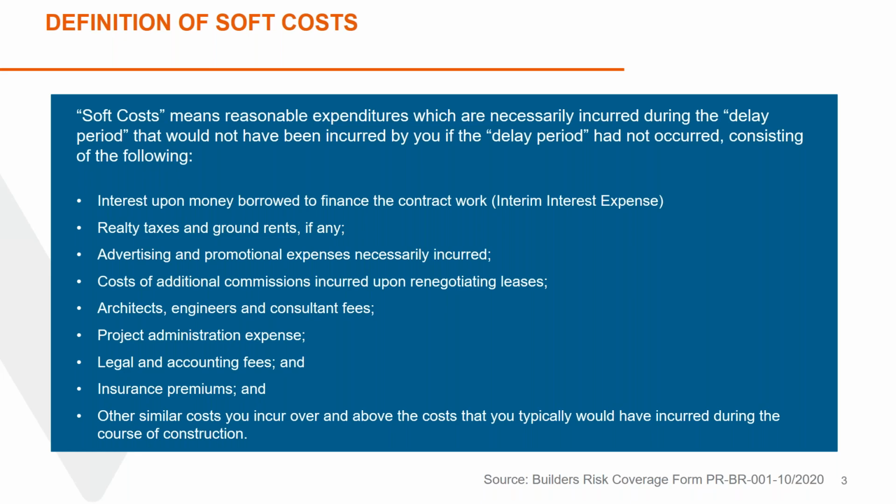And the last sentence on this, to me, is a catch-all. I really like the last sentence. Other similar costs you incur over and above the costs that you typically would have incurred during the course of construction. It's all back to that delay period. I have a delay, I have additional costs. So what are those additional costs? Keep in mind that is the definition of soft costs.